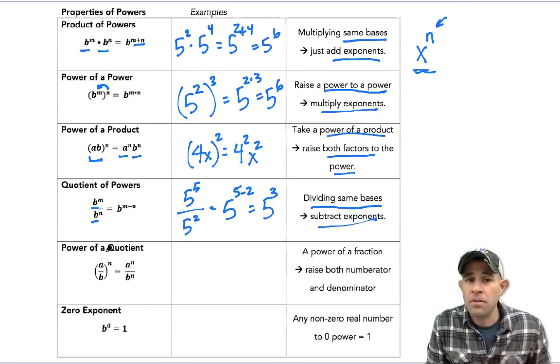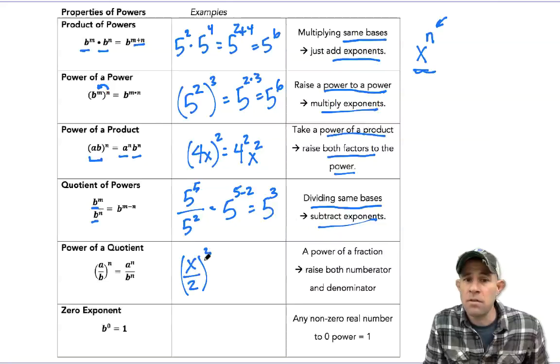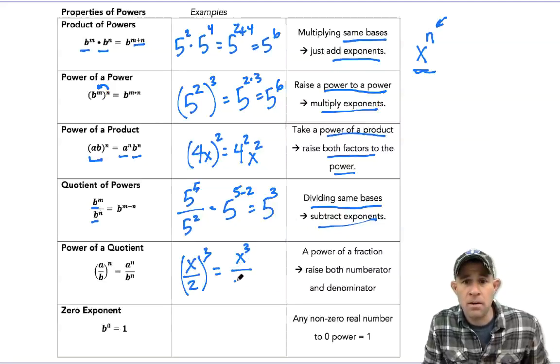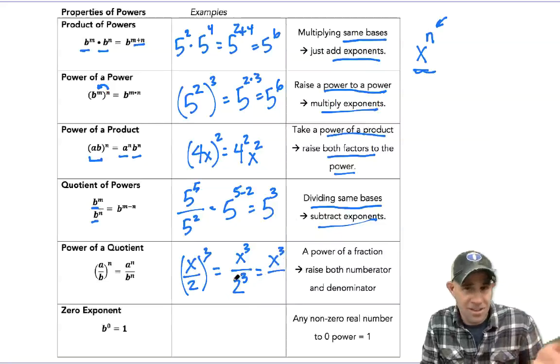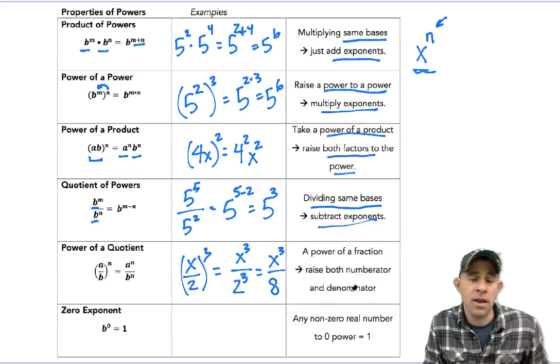All right, our next property is the power of a quotient. So now, again, notice we have two different bases. We have a divided by b, all raised to the nth power. So notice both the numerator and the denominator get raised to that power. So our example here, if we have x over 2 being raised to the 3rd power, this means that x is being cubed, our numerator, and our denominator is being cubed as well, and that simplifies to x cubed over 2 cubed, which is 8. So when we're taking the power of a fraction, we're going to raise both the numerator and the denominator to that power.